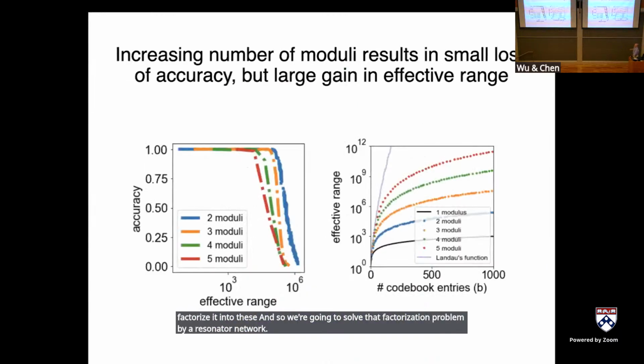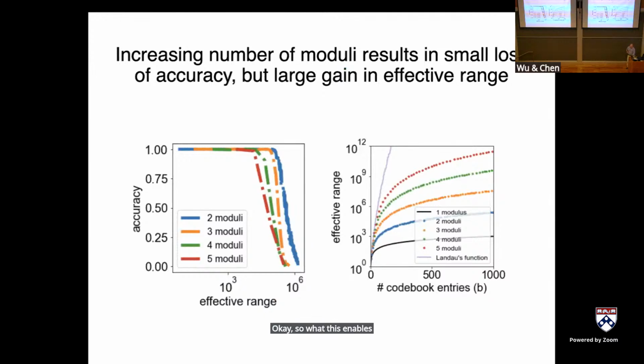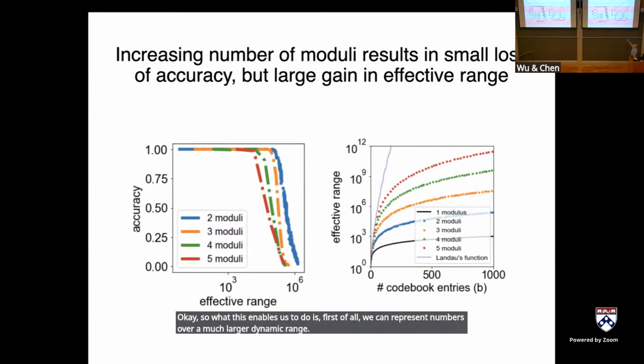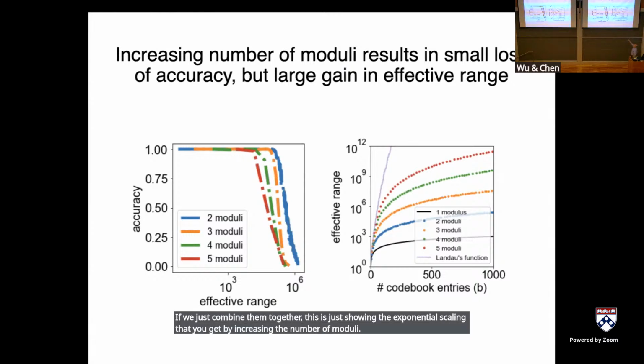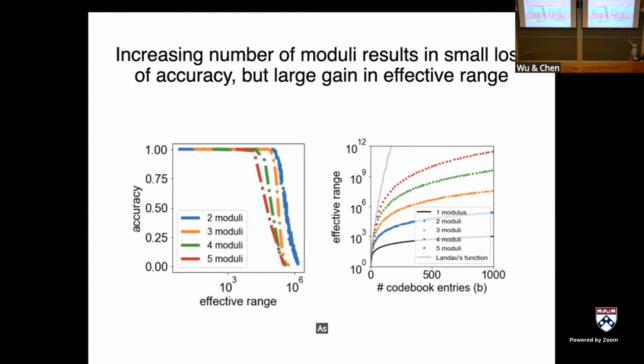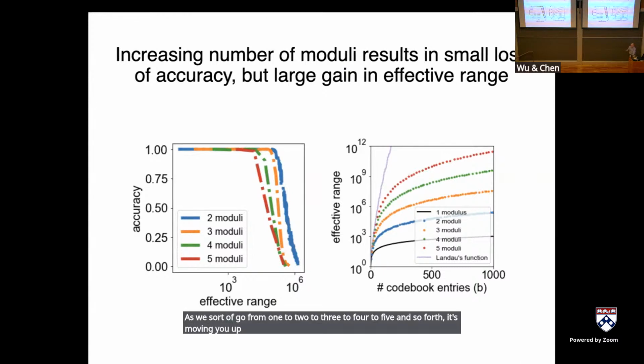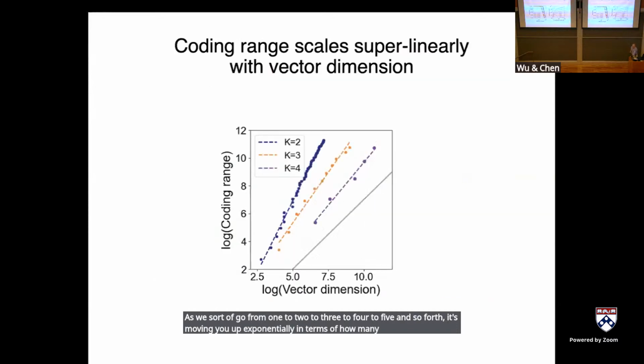Okay, so what this enables us to do is, first of all, we can represent numbers over a much larger dynamic range. If we just combine them together, this is showing the exponential scaling that you get by increasing the number of moduli as we go from 1 to 2 to 3 to 4 to 5 and so forth. It's moving you up exponentially in terms of how many numbers you can effectively represent.